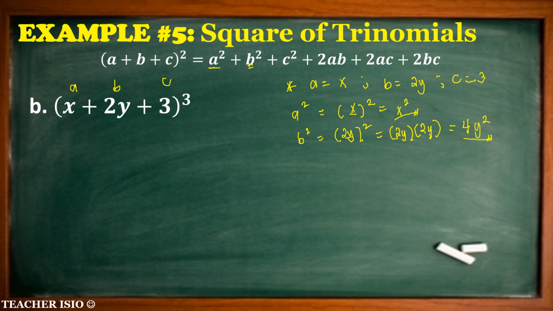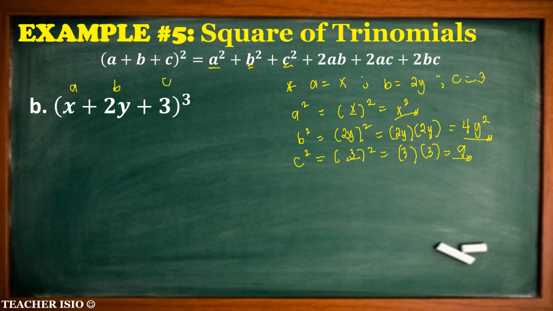So now let's have this one. c squared. So we have blank squared. So our c is equal to 3. So if we have 3 squared, we have 3 times 3. So 3 times 3, we have 9.